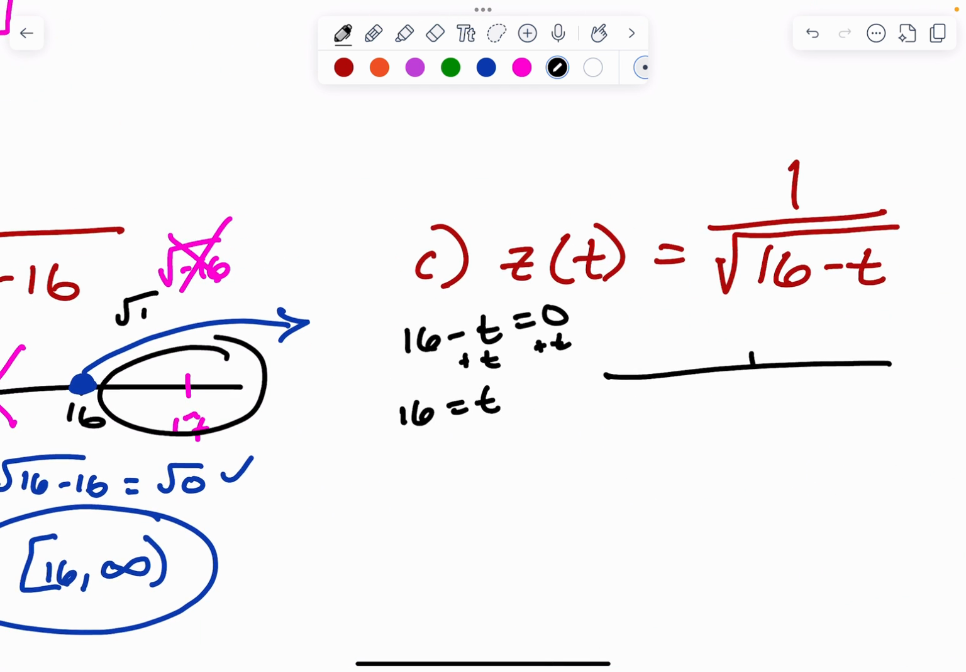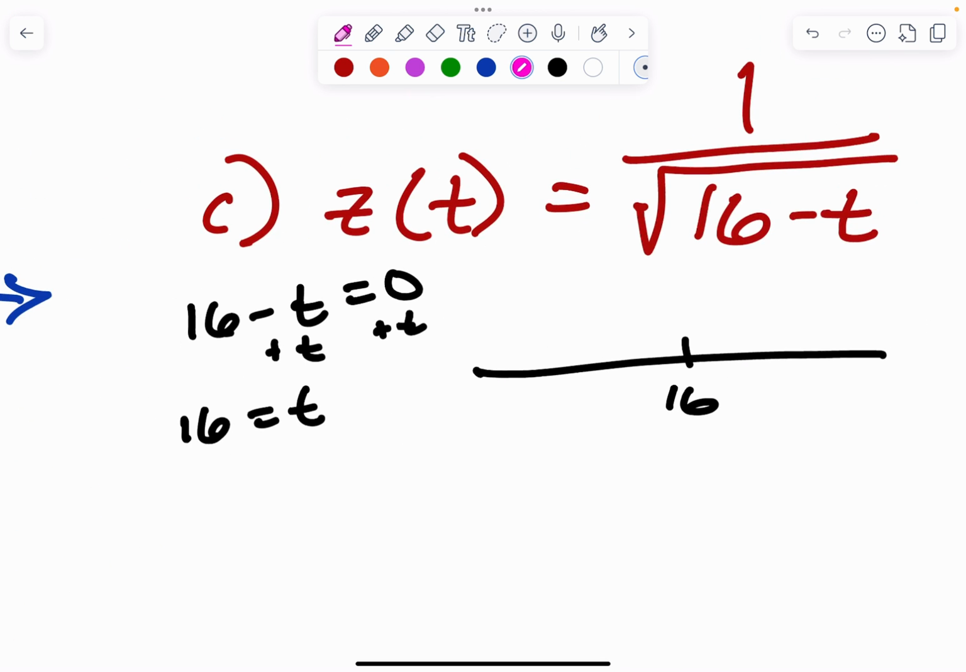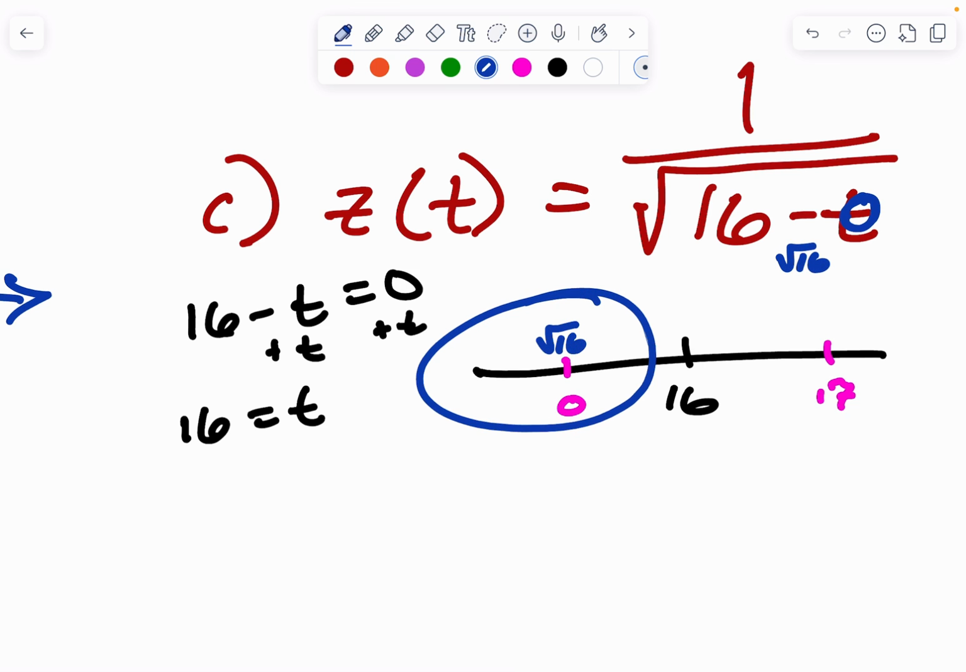So 16 again, if I slap him on a number line, that's my critical number, okay? I'm going to plug in 0 and I'm going to plug in 17. Doesn't matter what numbers you plug in, just as long as one of them's on the left of 16, one of them's on the right of 16. And then I end up testing these numbers. So if I plug in 0, I end up with the square root of 16. The square root of 16 does work, so I'm going to circle that.